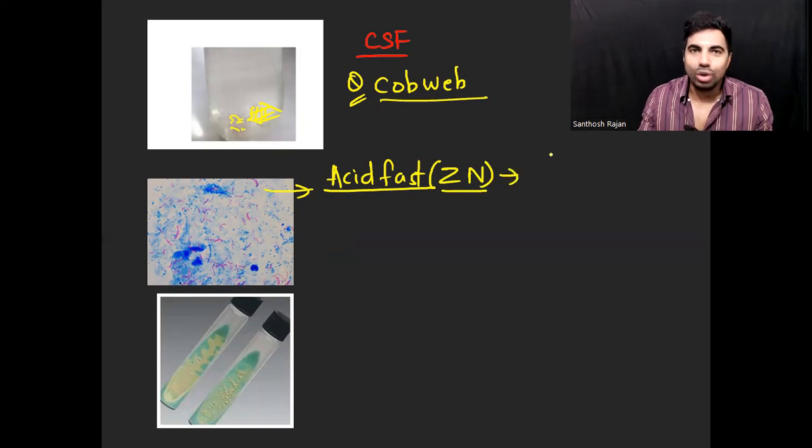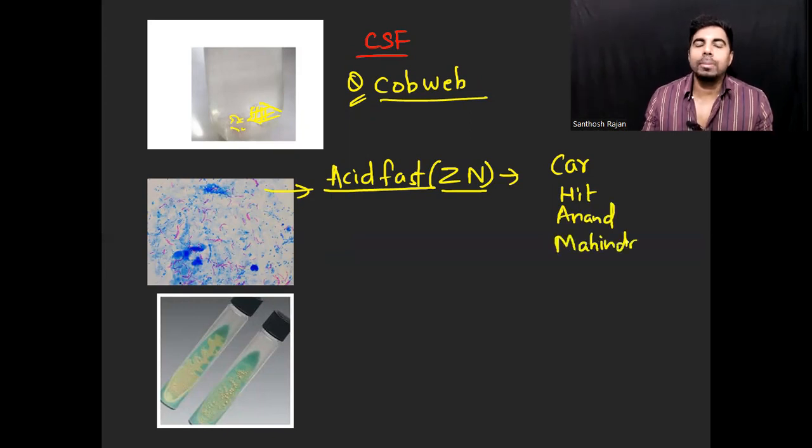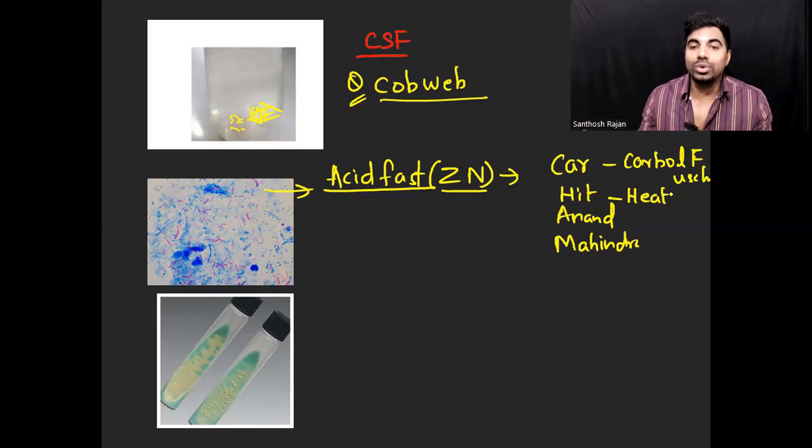I don't want to tell the steps, because the shortcut is how to remember. Whenever you think TB, Anand Mahindra is helping. He has a car, and he is the owner of Mahindra company. So, car hit Anand Mahindra. His own car hit Anand Mahindra. Car for carbolfuchsin, which is the first step; you are going to use carbolfuchsin. H for heating: you do intermittent heating.